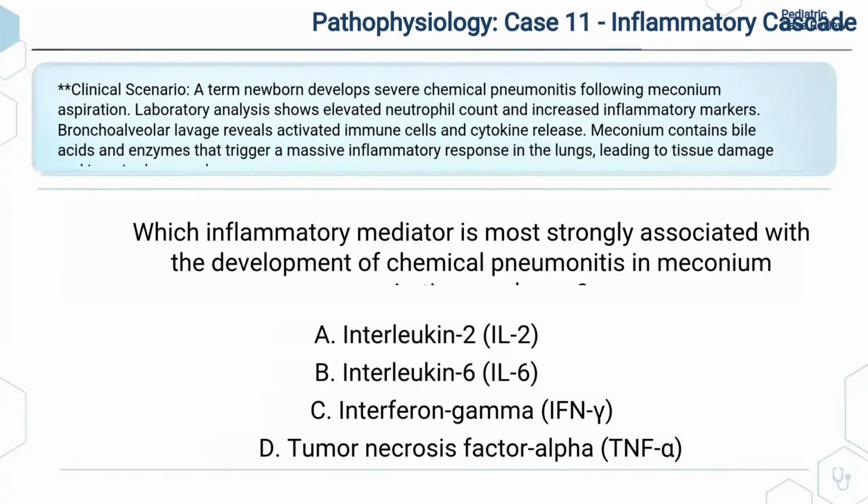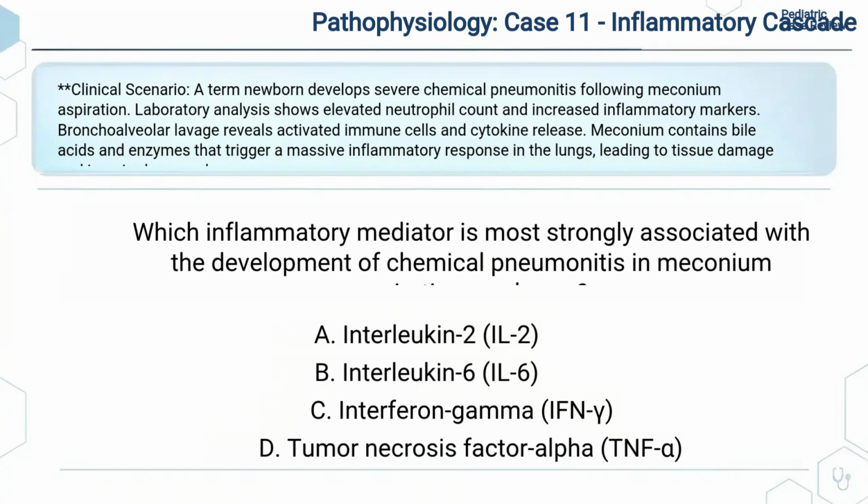Case 11. Inflammatory cascade. A term newborn develops severe chemical pneumonitis following meconium aspiration. Laboratory analysis shows elevated neutrophil count and increased inflammatory markers. Bronchoalveolar lavage reveals activated immune cells and cytokine release. Meconium contains bile acids and enzymes that trigger a massive inflammatory response in the lungs, leading to tissue damage and impaired gas exchange. Which inflammatory mediator is most strongly associated with the development of chemical pneumonitis in Meconium Aspiration Syndrome?